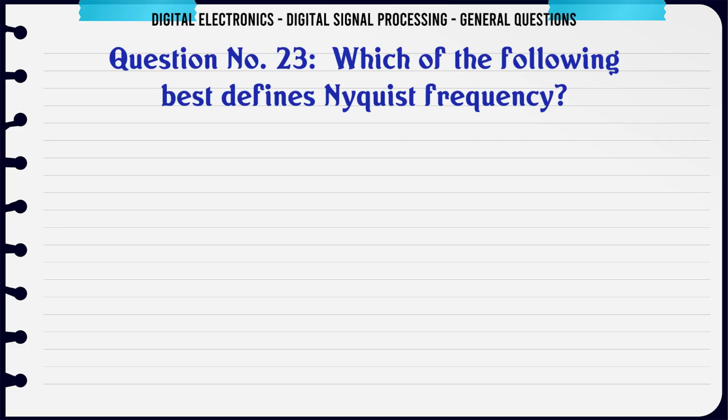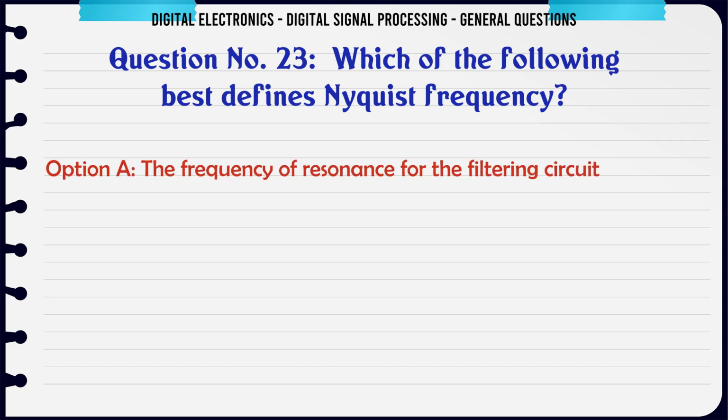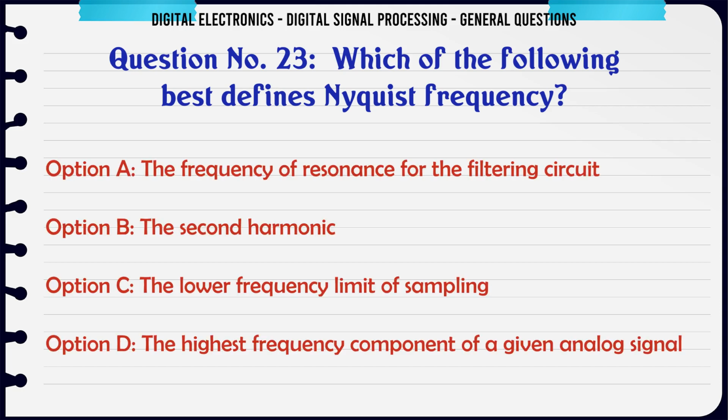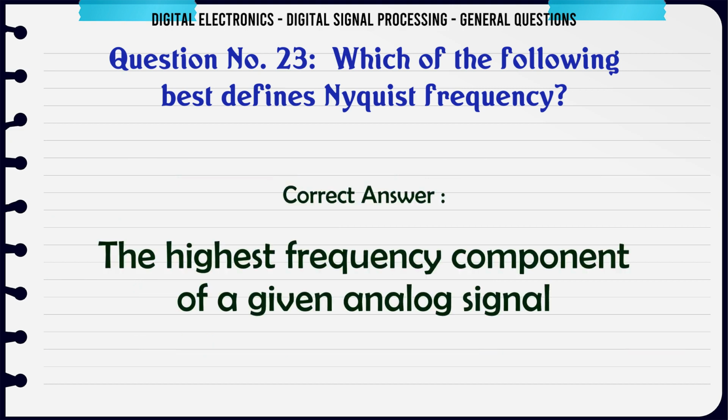Which of the following best defines Nyquist frequency? A. The frequency of resonance for the filtering circuit. B. The second harmonic. C. The lower frequency limit of sampling. D. The highest frequency component of a given analog signal. The correct answer is the highest frequency component of a given analog signal.